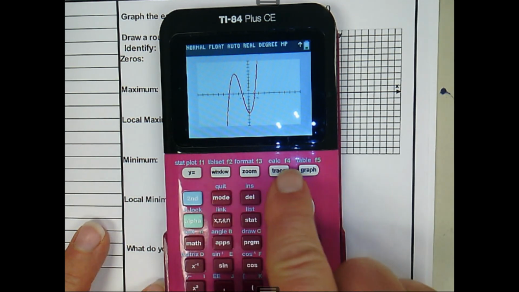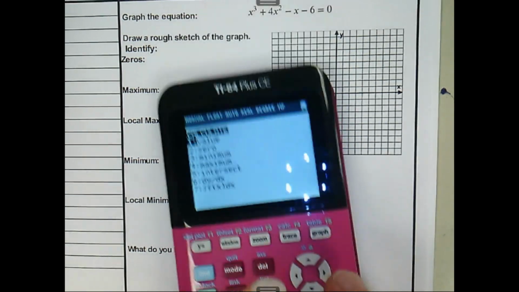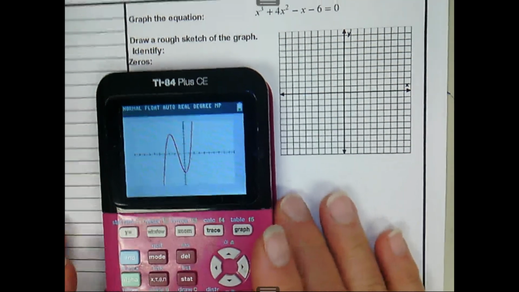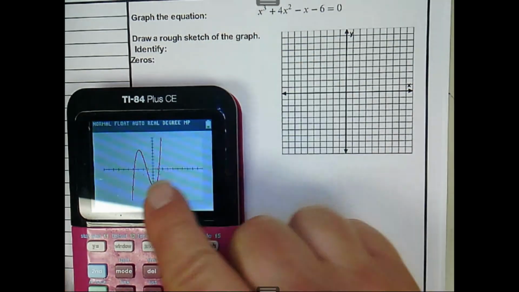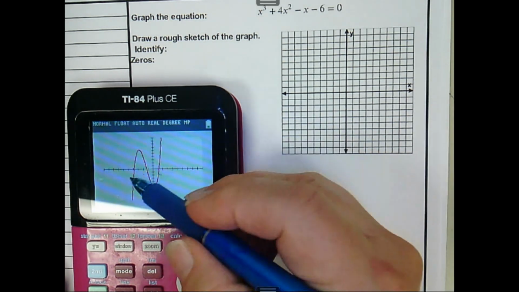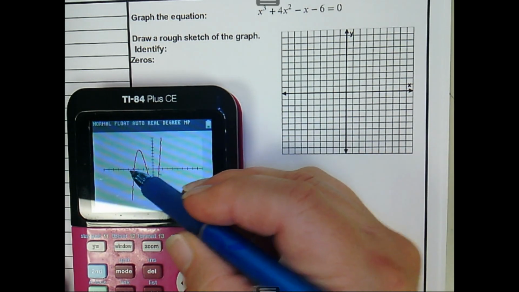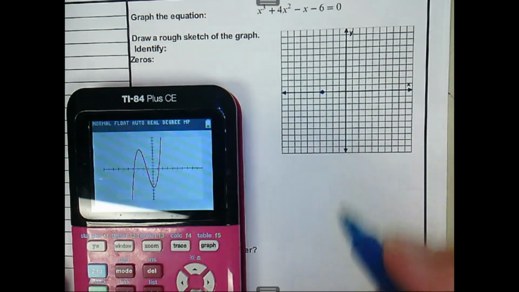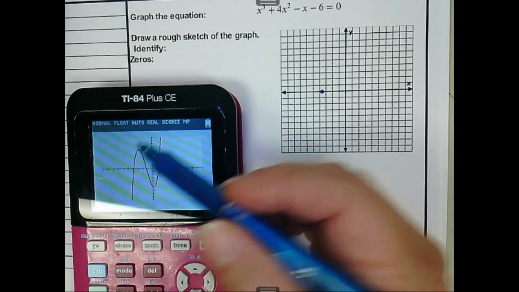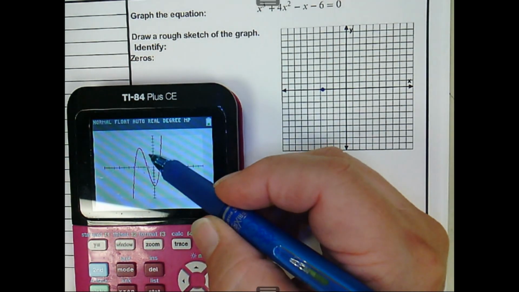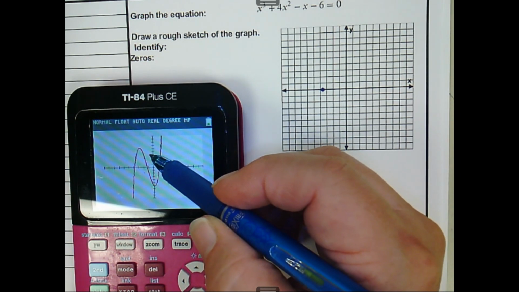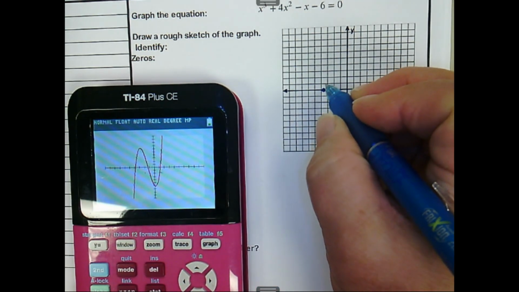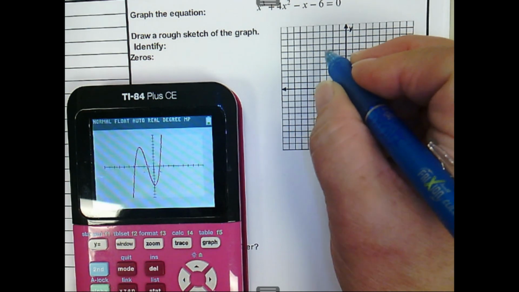Okay, second, trace. First we're supposed to draw the rough sketch. So as I'm looking at my graph, I'm going to look at those important spots. Right here, this is negative 1, 2, 3, right before negative 4. That's where it crosses the x-axis. This peak is at negative 3, and up 1, 2, 3, 4, 5, 6, maybe a little over 6.